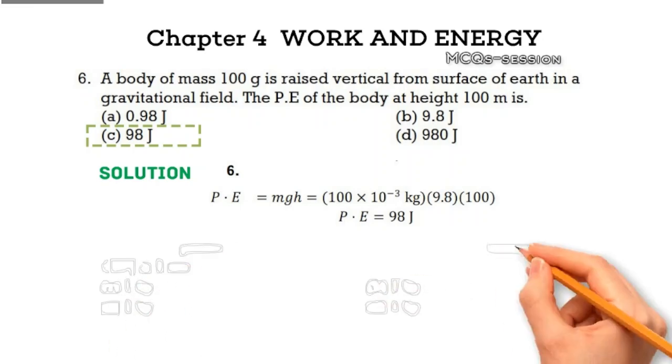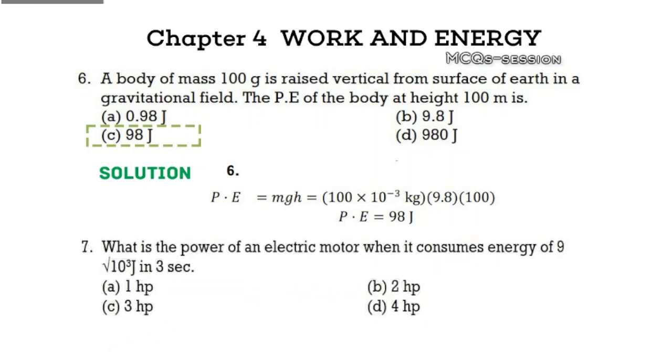Question 7. What is the power of an electric motor when it consumes energy of 9,000 joules in 3 seconds? Options: A, 1 horsepower, B, 2 horsepower, C, 3 horsepower, D, 4 horsepower. Pause the video and guess the right answer. The correct answer is C, 4 horsepower.